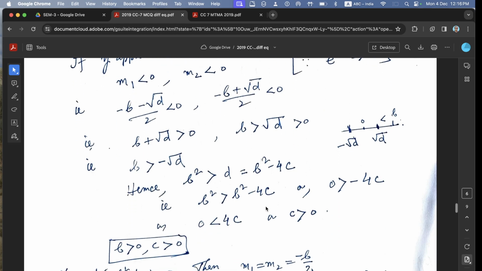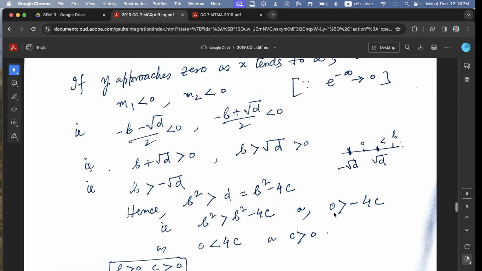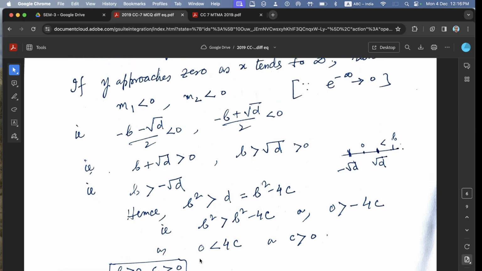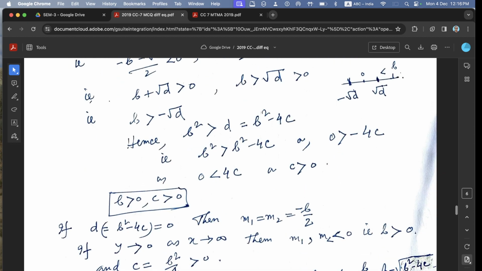Hence obviously b square is greater than D, that is b square is greater than b square minus 4c. So b square cancels, so 0 is greater than minus 4c, so c is greater than 0. So we get that b is greater than 0 and c is greater than 0.